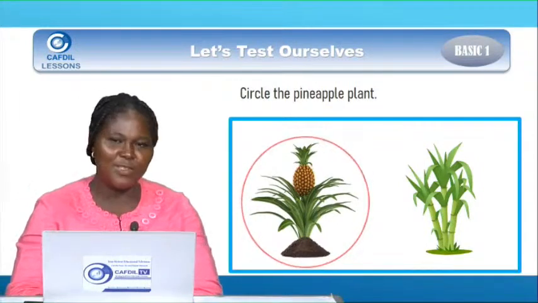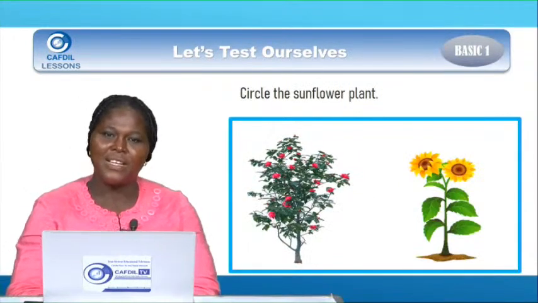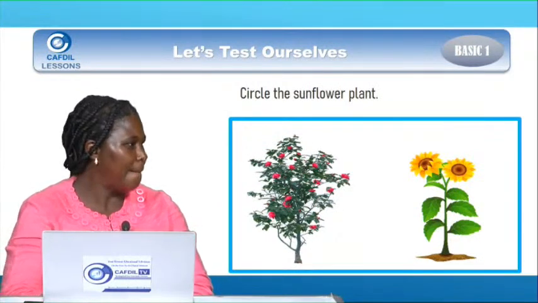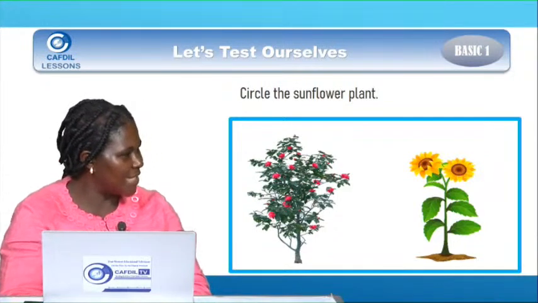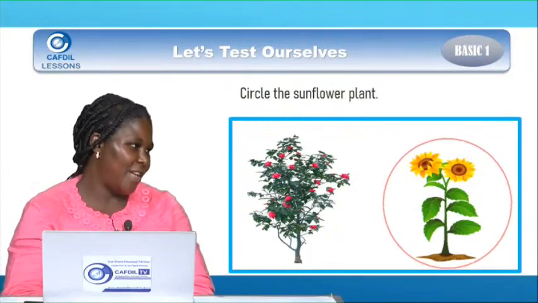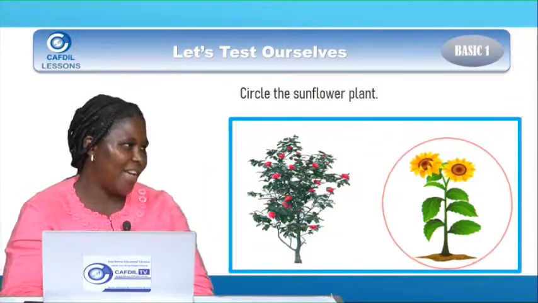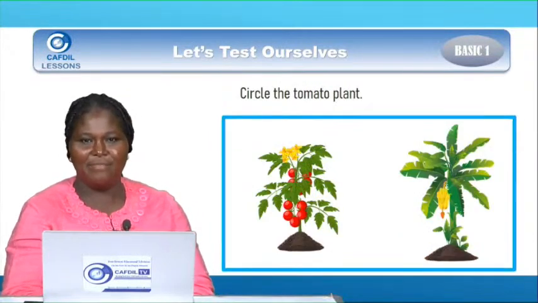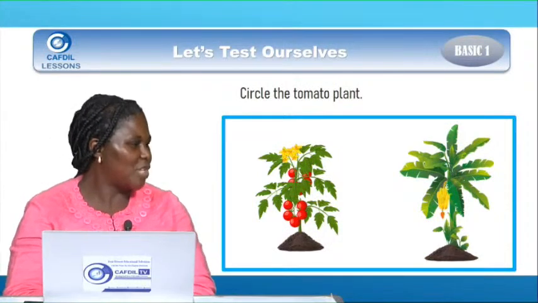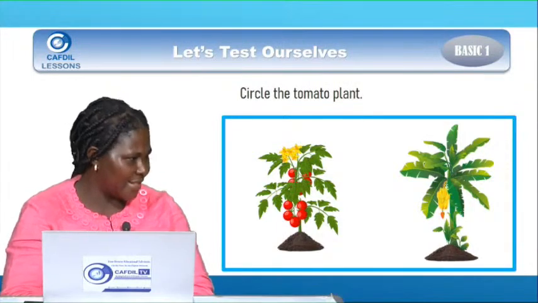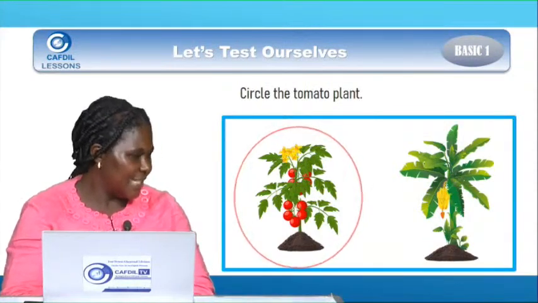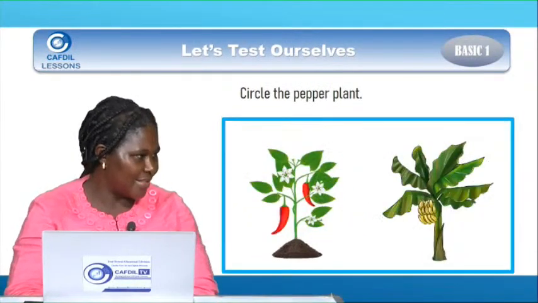Pineapple plant. Let's look at another plant. Now circle the sunflower plants. We have two plants on our screen. Good. Now this is sunflower plants. Okay. Circle the tomato plants on our screen. Which one is a tomato plant? Good. Now this is a tomato plant.